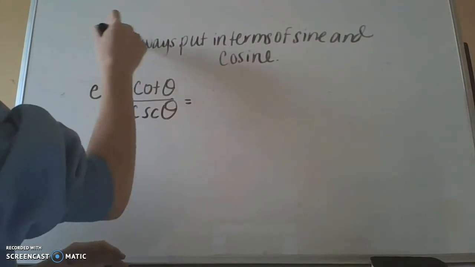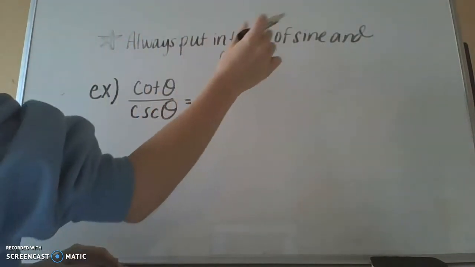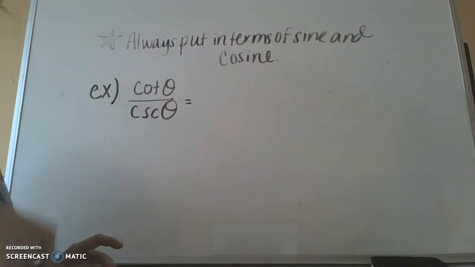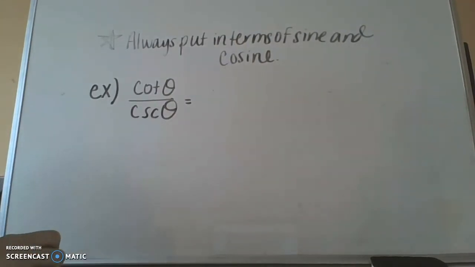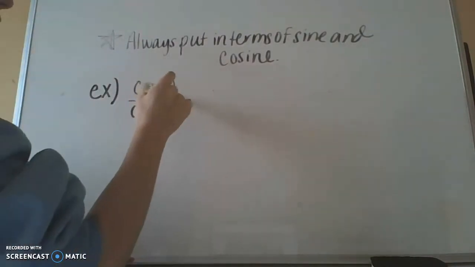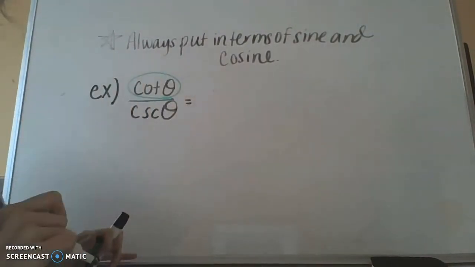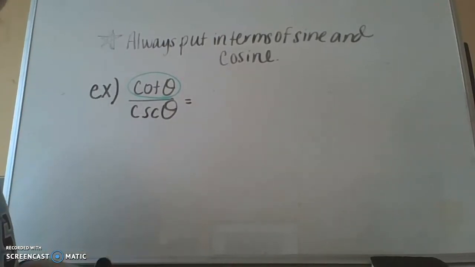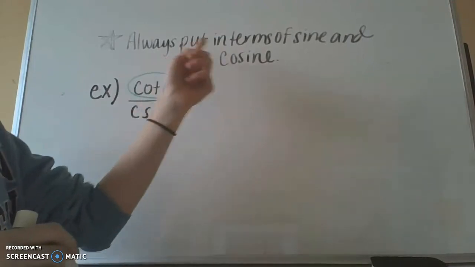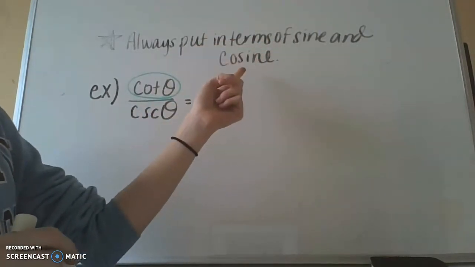This note should be on your sheet. Always put in terms of sine and cosine and use your identities. So at this point, I'm going to stop and ask, what could I possibly do? Well, I'm going to look at my identity sheet and see what I can replace cotangent with. What is cotangent equal to? And remember, always put in terms of sine and cosine at first.